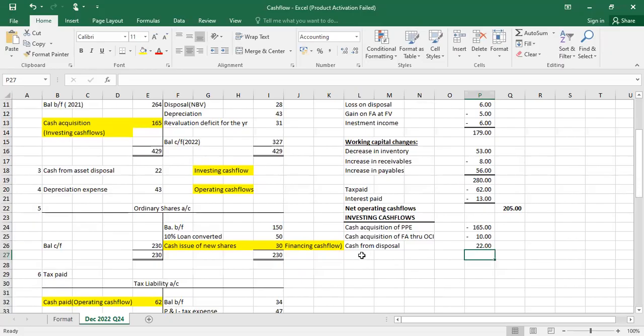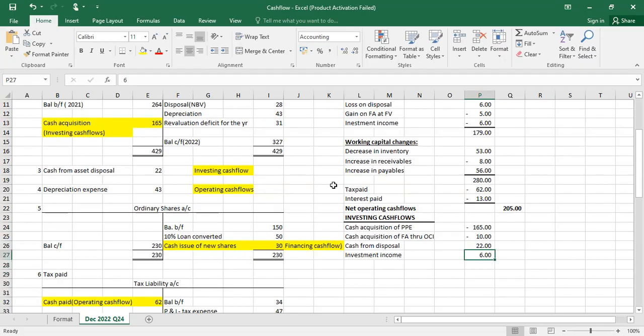The last investing cash flow will be what we had removed under the operating cash flows. That is the investment income. So we remove it under the operating because it is non-operating. It is investing in nature, and so we bring it under the investing cash flows. So we had minus under the operating cash flows, and we add back under the investing cash flows.